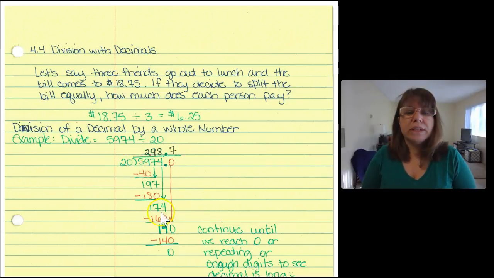So now 20 goes into 140 7 times. 7 times 20 is 140. And then 140 minus 140 is 0. And we don't have to go any further. So we're going to continue this process of adding a 0 and doing our division until we reach a 0 or our decimal starts to repeat. And what I mean by that, we start seeing 1, 1, 1, 1, or 7, 7, 7, or 1, 2, 3, 1, 2, 3, 1, 2, 3. As soon as we see a repeating decimal, we can stop.